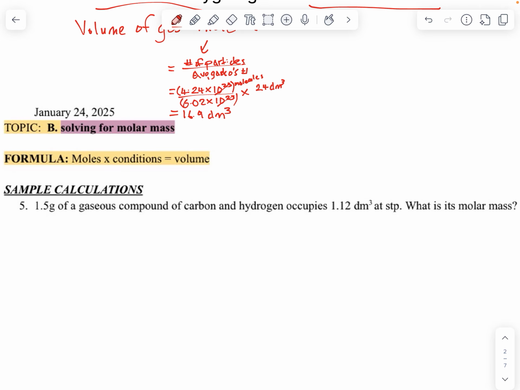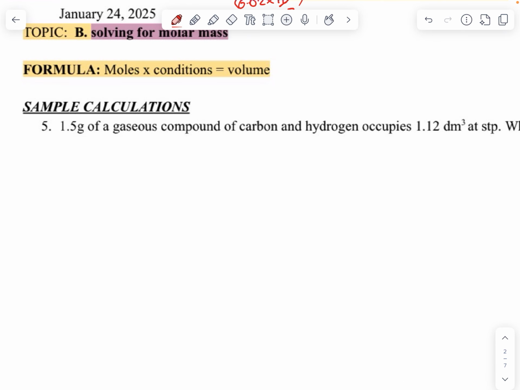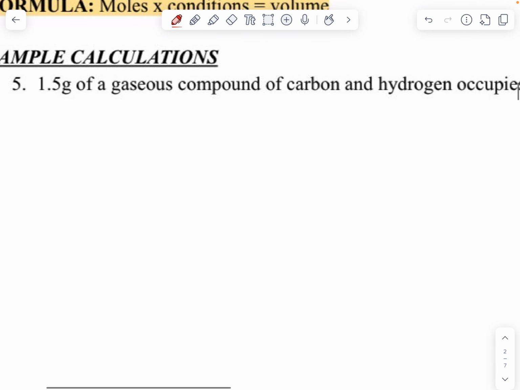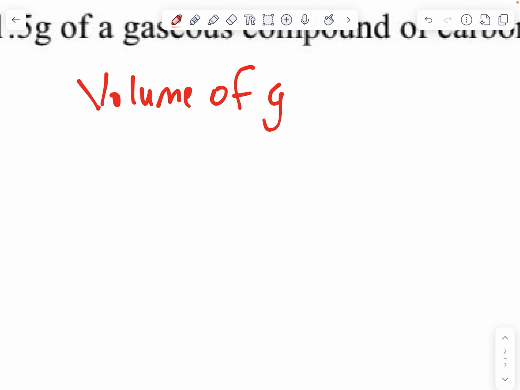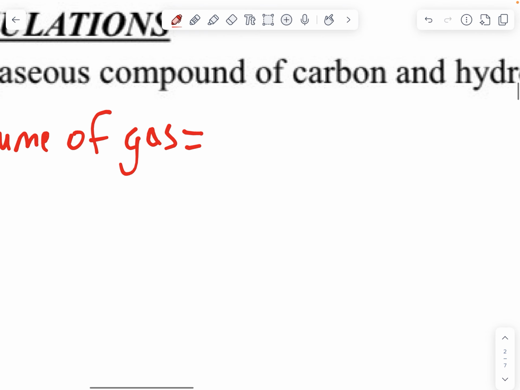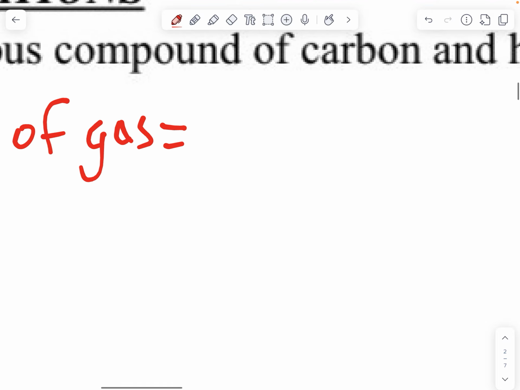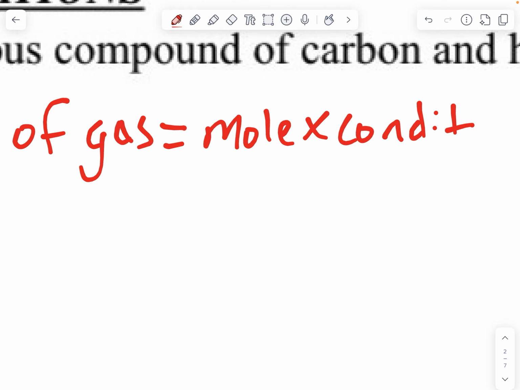So once you see gas, volume of gas, any type of gas equation, or anything relating to gas, you're gonna use your formula. So volume of gas, and I want you to practice writing this equation. Just write it first. Once you see something about gas, write the equation here. Volume of gas equal mole times condition.